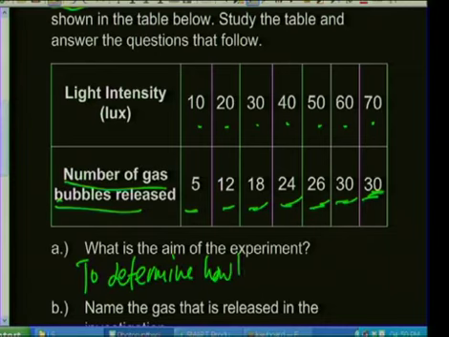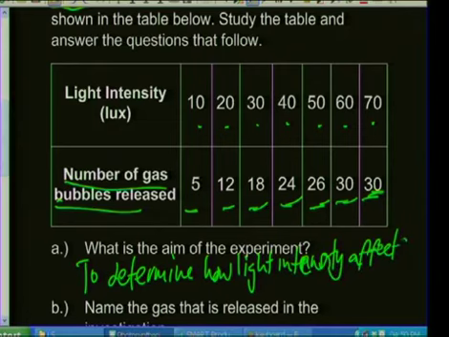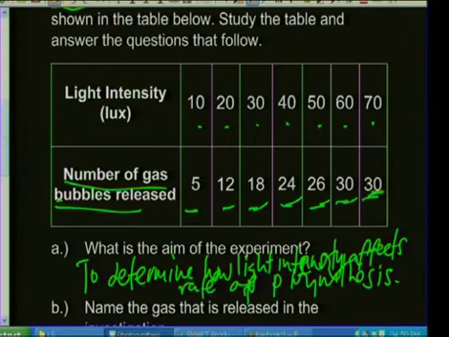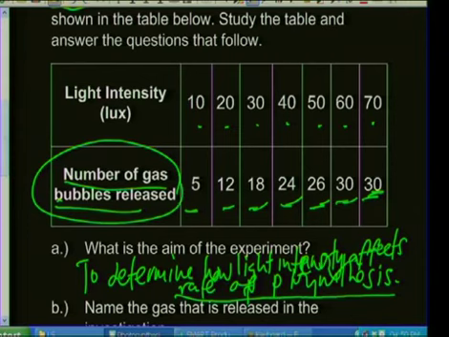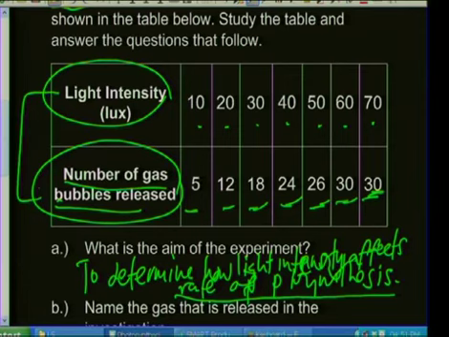how light intensity affects the rate of photosynthesis. Notice, rate of photosynthesis matches with number of gas bubbles released, and light intensity is given to you there. So we use the two variables in the experiment to give the aim.